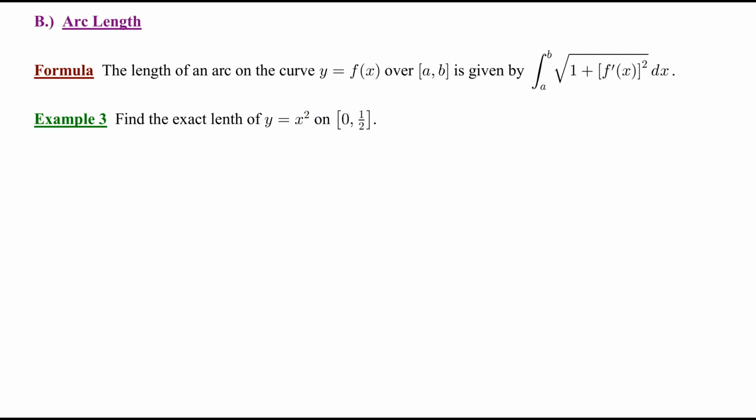So let's see how this works in example 3. Find the exact length of y equals x squared on the closed interval from 0 to 1/2. To get a visual of what we're calculating, I am going to go ahead and sketch that parabola. This is your fundamental parabola, y equals x squared. So the curve looks approximately something like this.